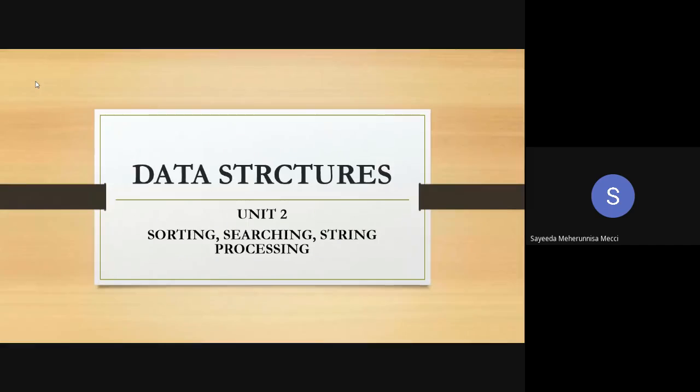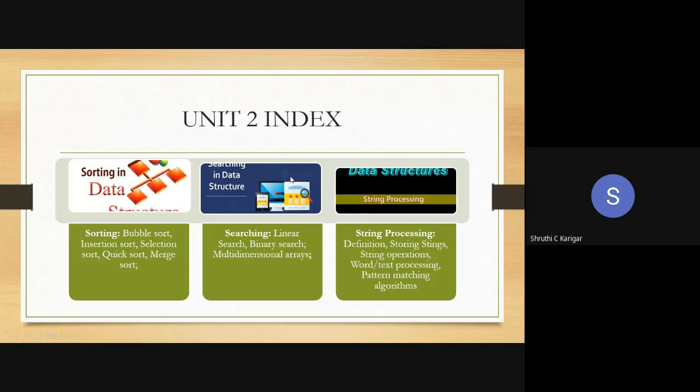Yes, ma'am. Okay. So in the last class we finished unit 1, and today we'll be studying unit 2. Under this unit 2 you'll be learning about sorting, searching and string processing. Under unit 2 these are the small sub-chapters you have. So we'll see what exactly sorting is. This is the index of unit 2, and under sorting you'll be studying about bubble sort.